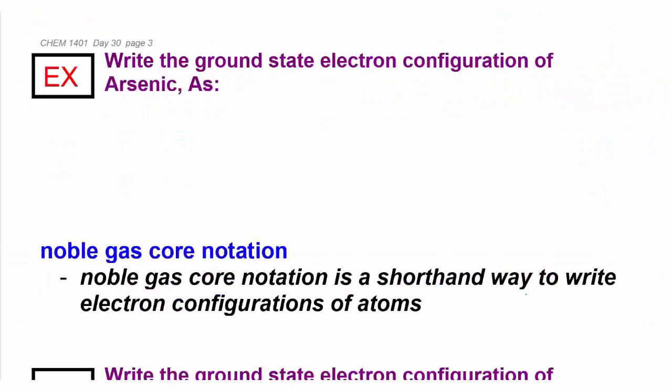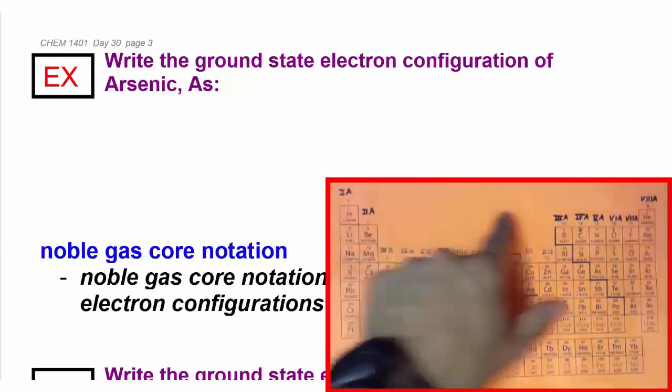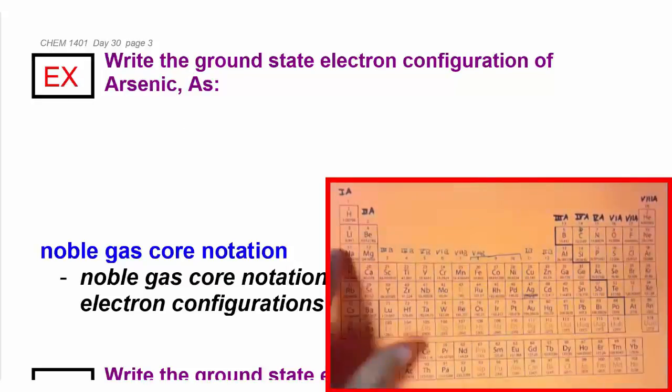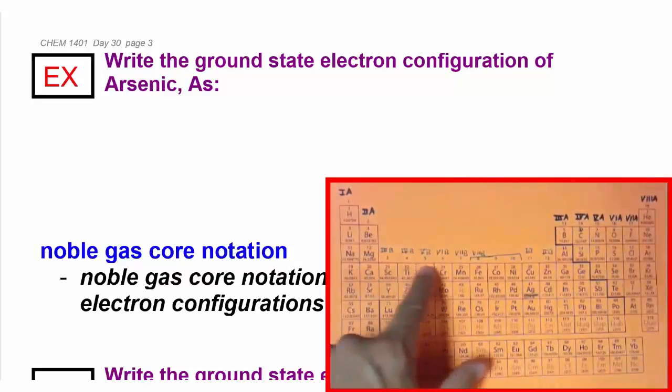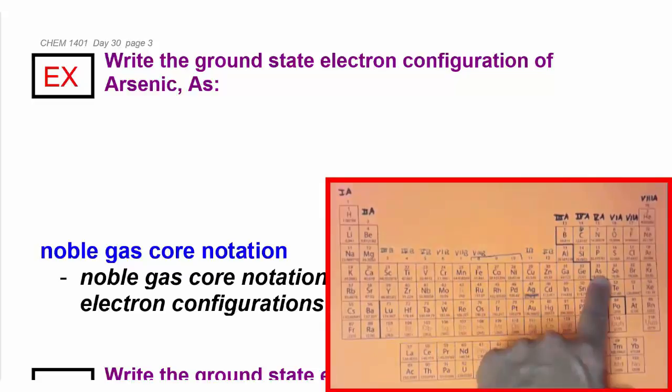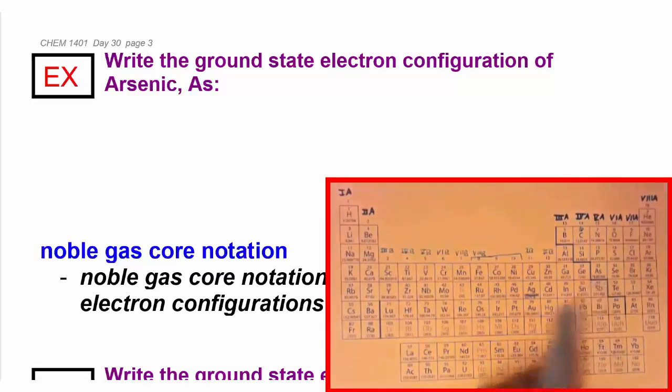Write the ground state electron configuration of arsenic. Okay, so we're going to fill in all these orbitals until we hit arsenic. So keep going, keep going, keep going until we stop here. All right, let's try it.